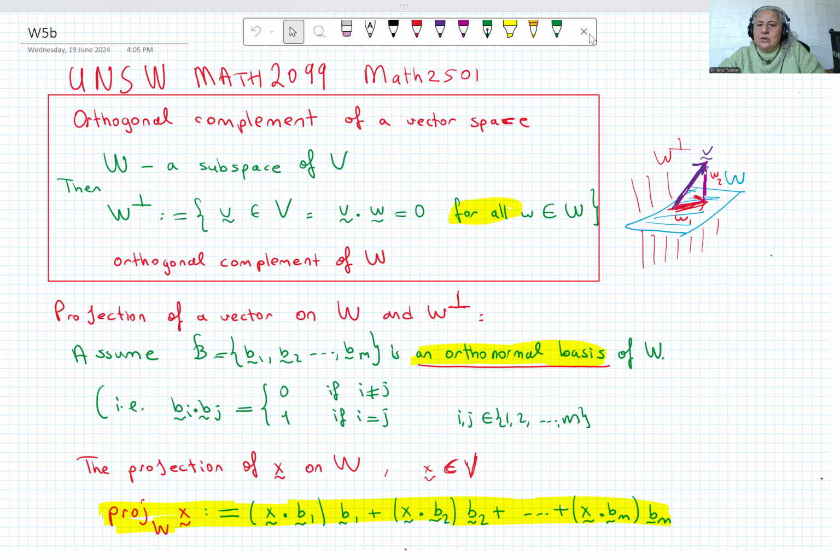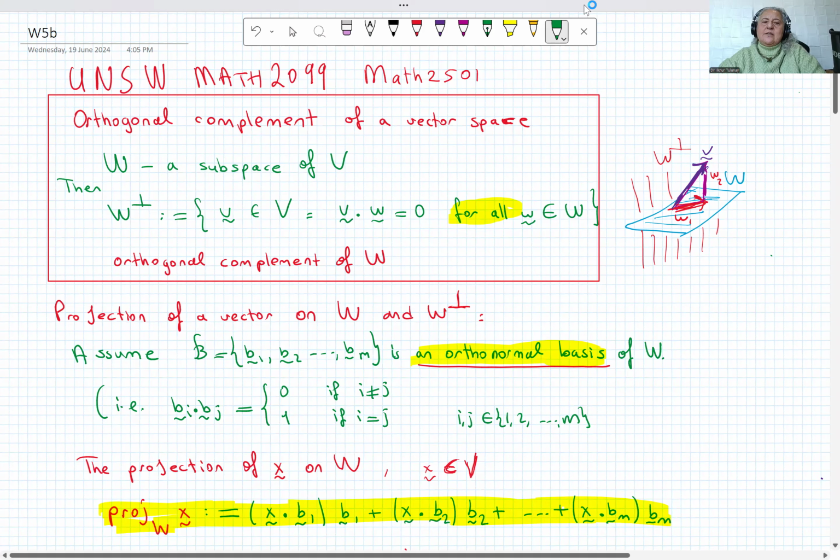Now, let's start to remind ourselves what the orthogonal complement of a subspace of a vector space was. V is a vector space and W is a subspace of that vector space. The orthogonal complement of W is defined by all the vectors in V such that when we take the dot product, in general form the inner product, with all elements of our subspace, it is zero.